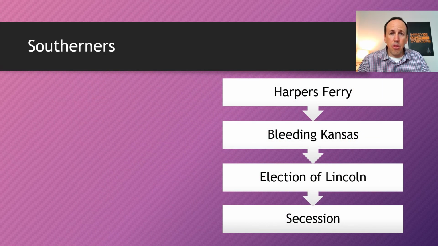Okay, so from the Southern perspective, you have Harper's Ferry, where John Brown was trying to arm the African Americans. You have Bleeding Kansas, where those Northerners were coming in and fighting, and it was some early bloodshed before the Civil War. Now you have the election of Abraham Lincoln, and the South is going to secede. They're going to leave the Union. All right? That's where we're at, coming up to the Civil War.